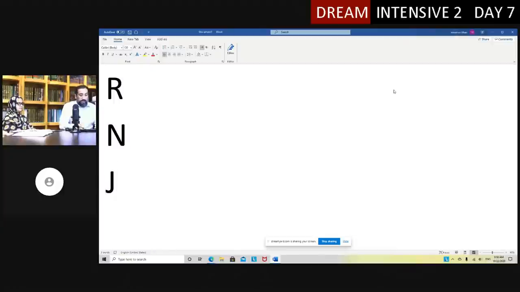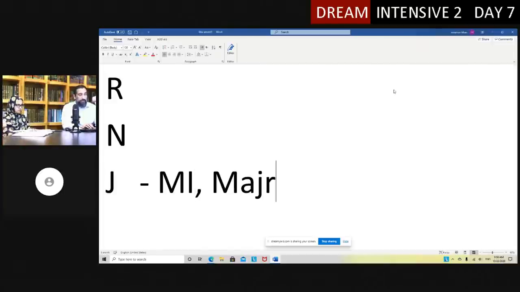Nasab is, now you know that jar is done for two reasons so far. It's either a mudaf ilay, or it got beat up by a harf of jar. So it's the majroor, right? It's the jar made it majroor, right? Those are the two reasons you find jar. Okay. Nasab, you find it for two reasons.